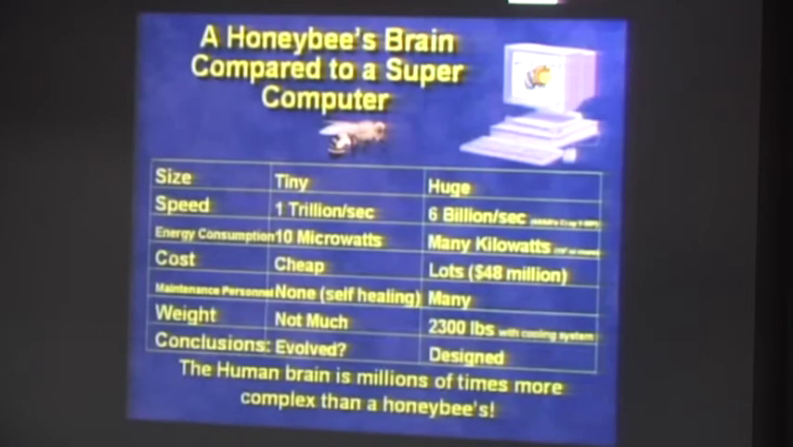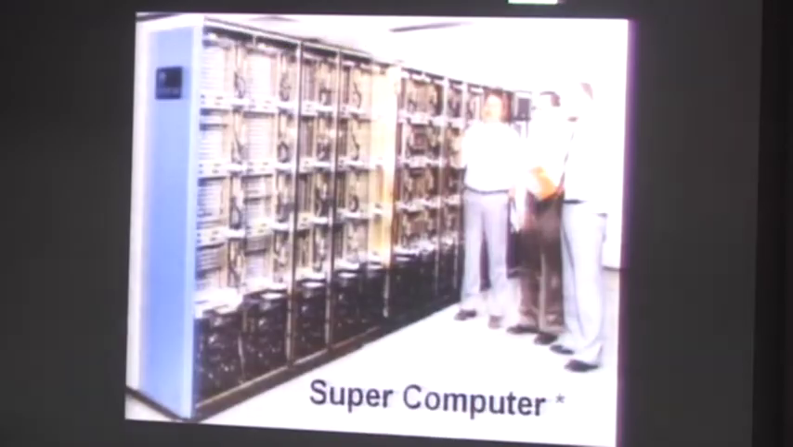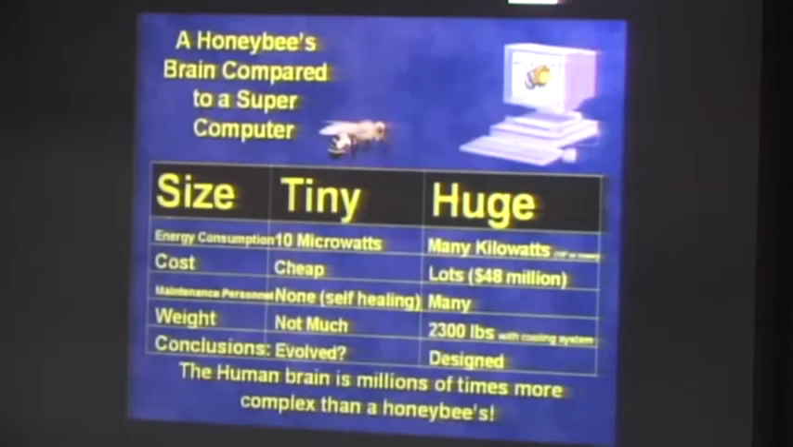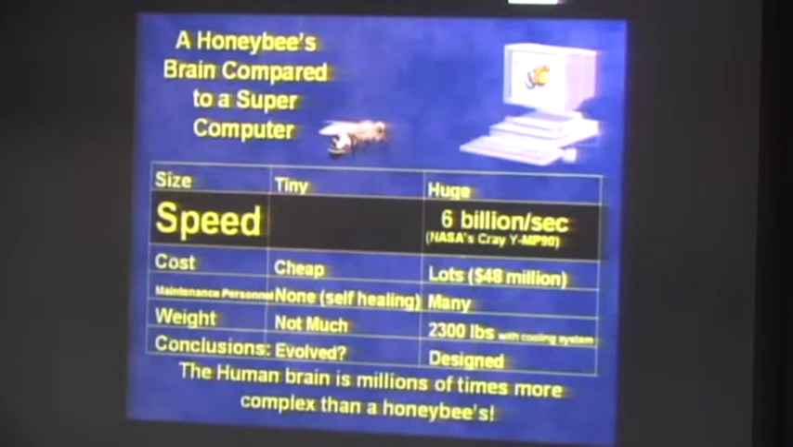Let's compare the brain of a honeybee to NASA's Cray computer. At one time, the world's fastest computer, I think they got a faster one now. The brain of a honeybee is pretty small. The Cray computer is huge. We would all agree there's a size difference, right? Okay. Now, the Cray computer could do 6 billion calculations per second. It was estimated that the honeybee's brain is doing about 1 trillion calculations per second, 1,000 billion. So that little honeybee brain is about 133 times faster than a Cray computer.